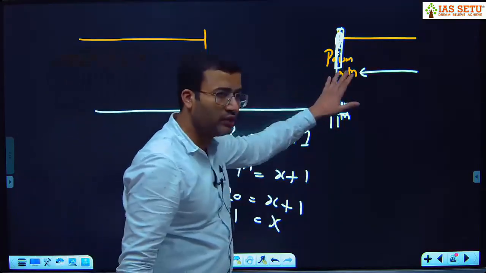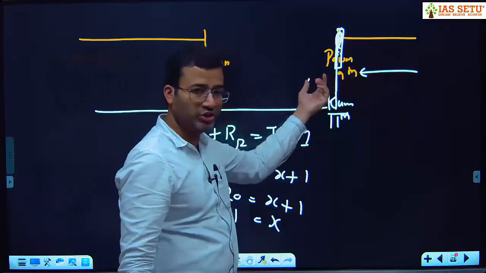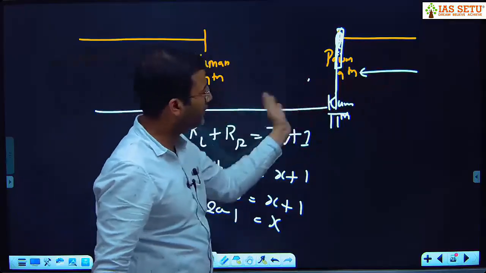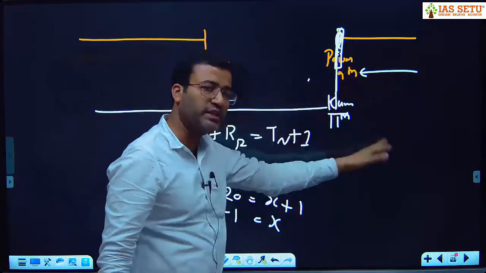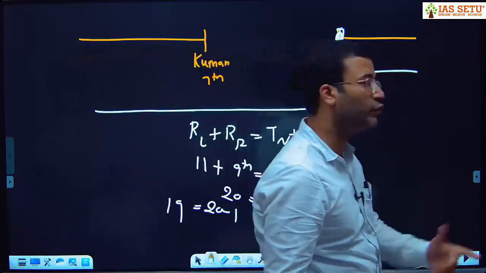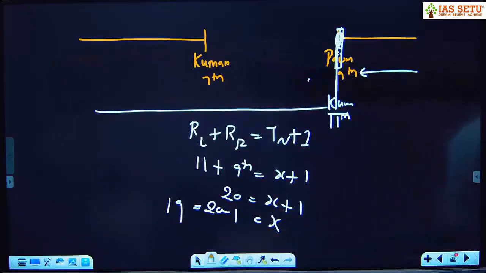On this particular chair, when Pawan is sitting, this position is 9th from the right, and here this particular position is 11th from the left. If you interchange Pawan and Kumar. Done? Fine. Any other doubt from this test?